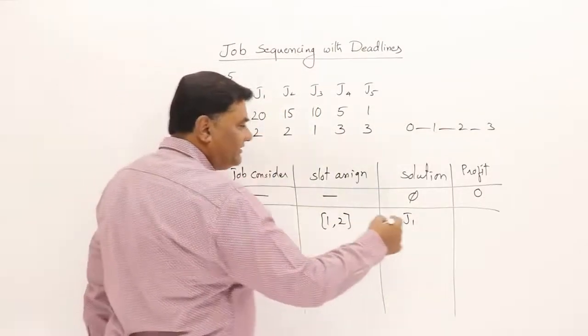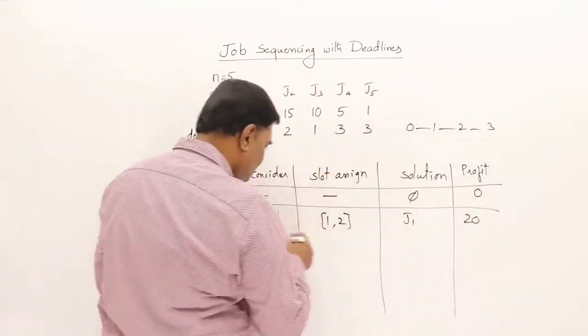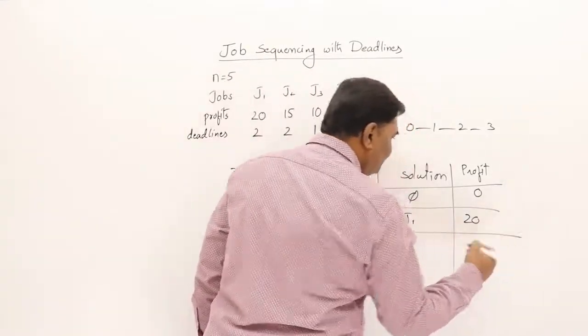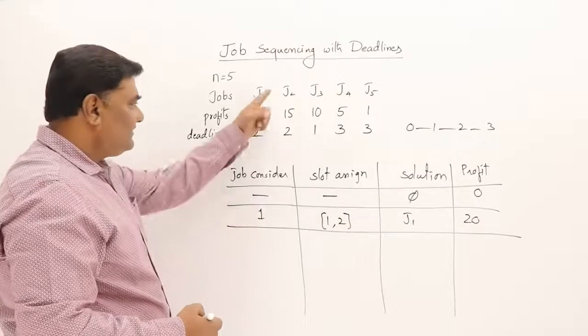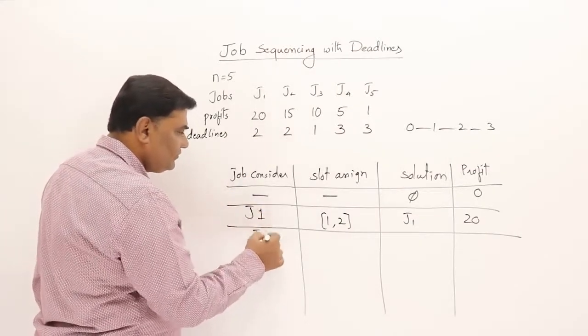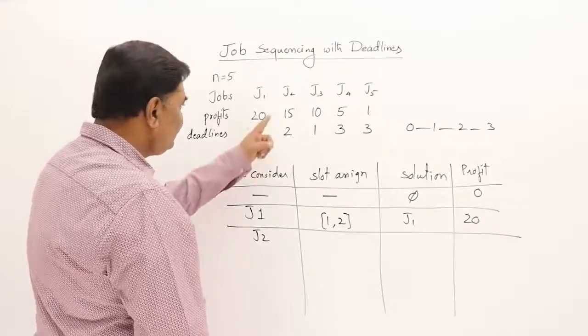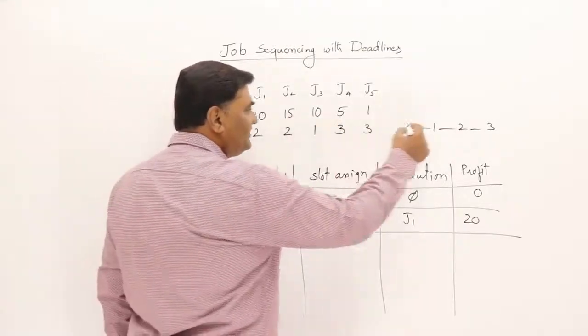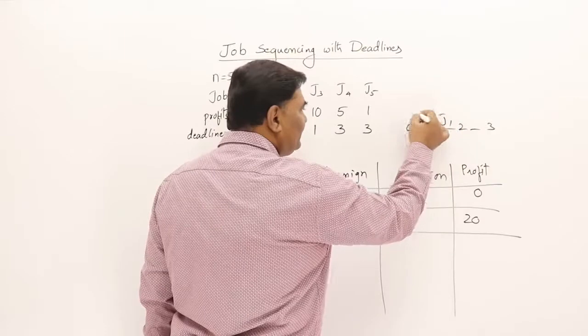And what is the profit? 20 is the profit. So this first job is included. Then consider second job. Okay, J1 I'll write, J2. Can you assign a slot to this second job like J1 was here? Yes, J2 can come here.